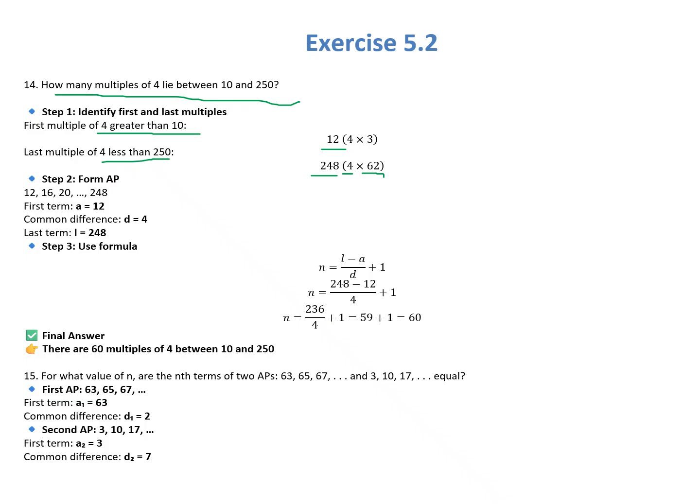So starting from the 12 and then we have the last number as 248. First number is equal to 12, common difference is equal to 4. When we solve it, we'll get the n value which is equal to 60. So there are 60 multiples of 4 between 10 and 250.